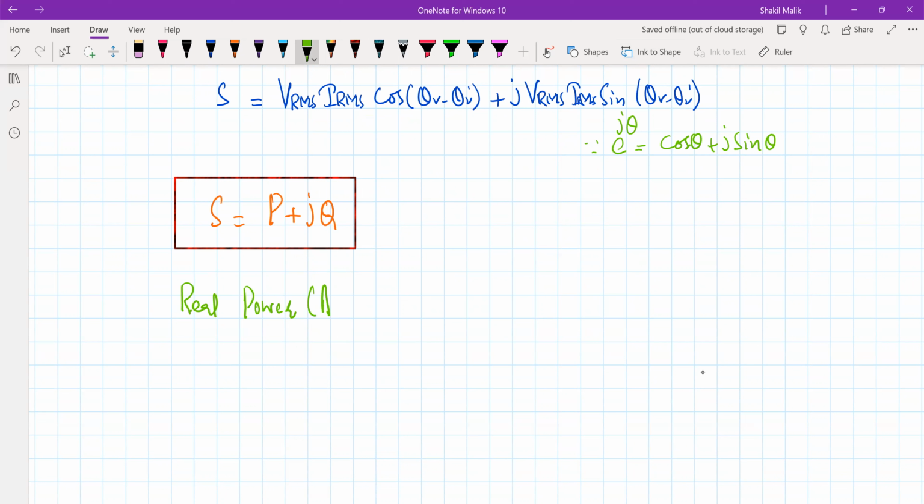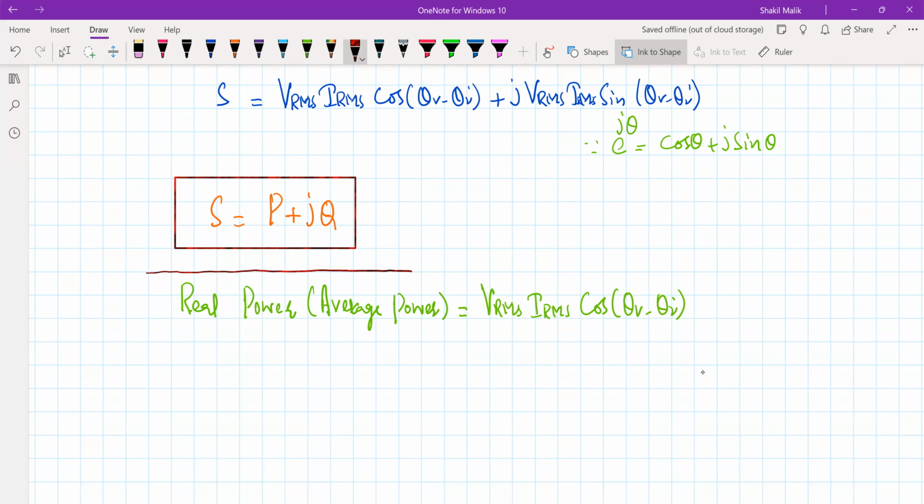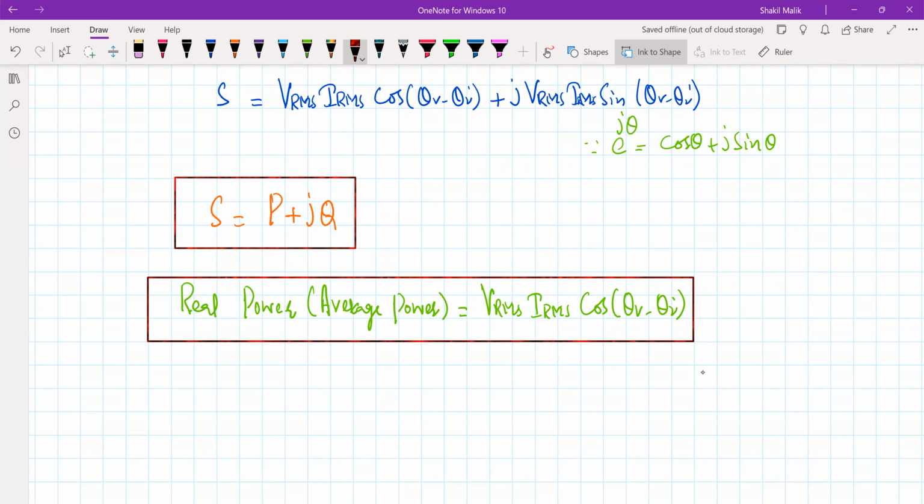or this is also sometimes referred to as average power absorbed by the element or delivered by the element. Average or real power delivered by the element is given by simply VRMS IRMS multiplied by cosine of the phase difference between voltage and current. Okay, so this is how we define this real power. This is the real power absorbed or supplied by an element, depending upon whether the element is a source or a passive element.